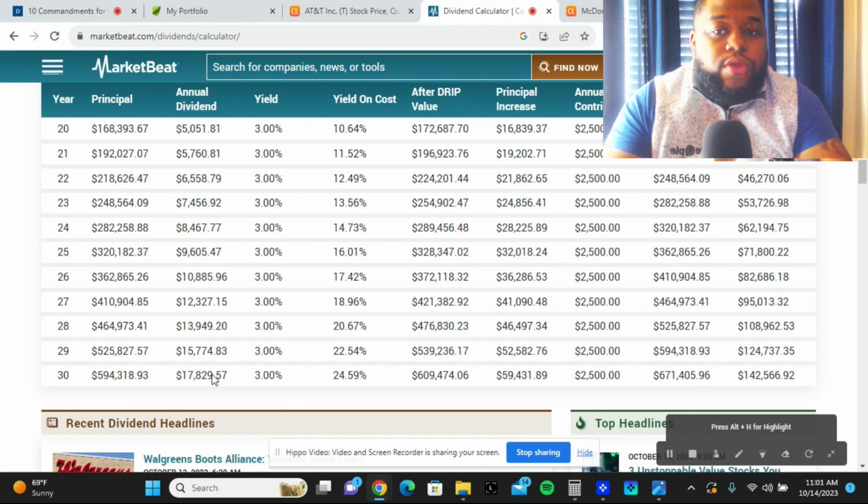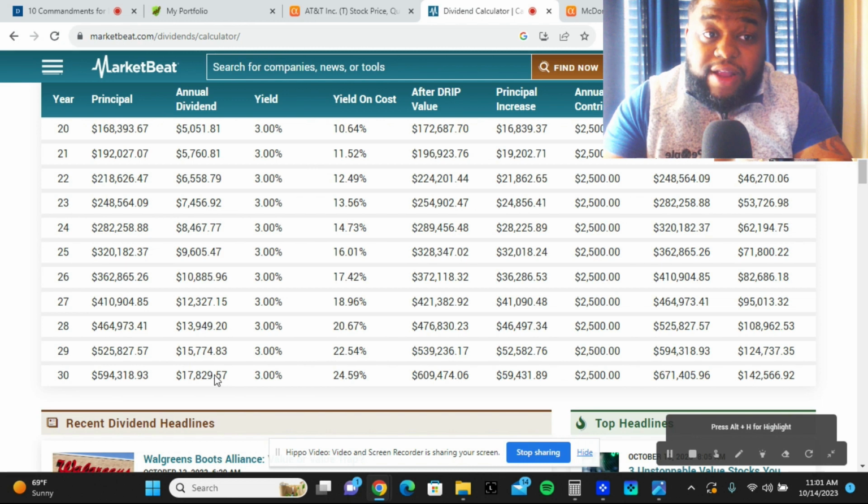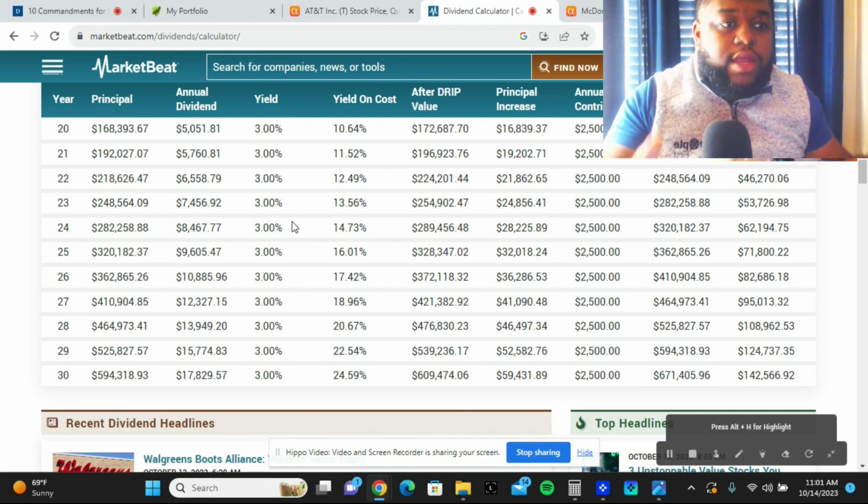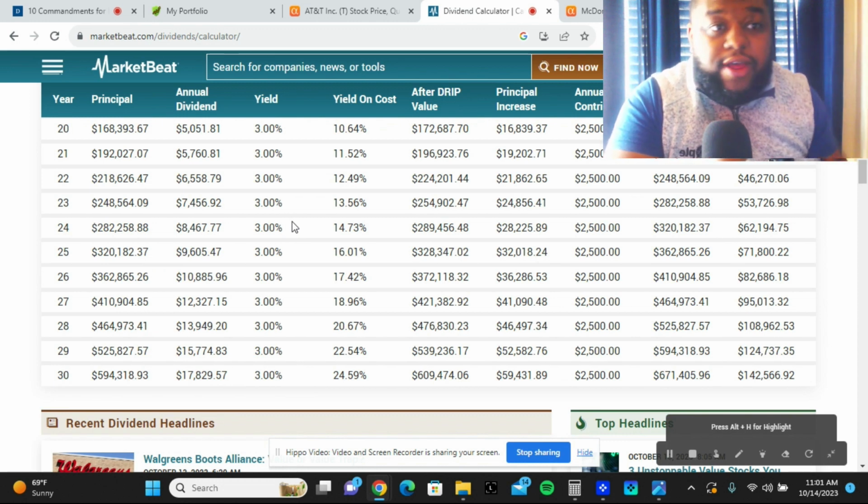And then it's paying you $17,000 per year, and this is not even including your Social Security, filing for Social Security, and then also what if you were contributing to your 401k along the way. This is just you adding $2,500 to a dividend growth portfolio and just growing it $2,500 per year.